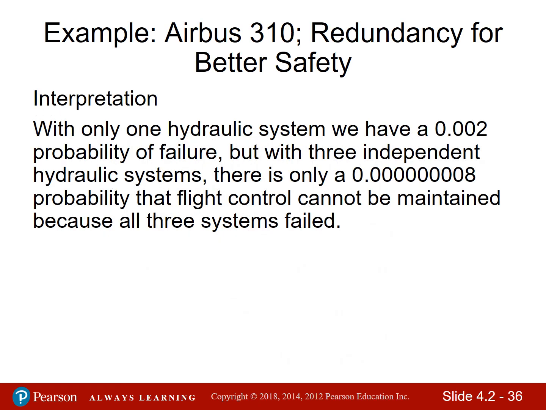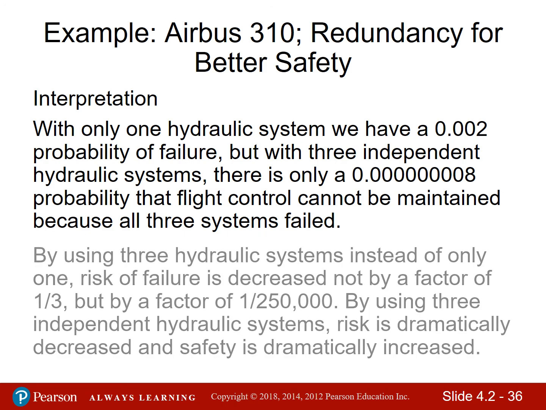Right. So with only one hydraulic system, we have a 0.02 probability of failure. But with 3 independent hydraulic systems, there is only a 0.000008 probability of failure. So you can see with 3, the chance of failure is much lower, right? That is the probability that flight control cannot be maintained because all 3 systems fail.